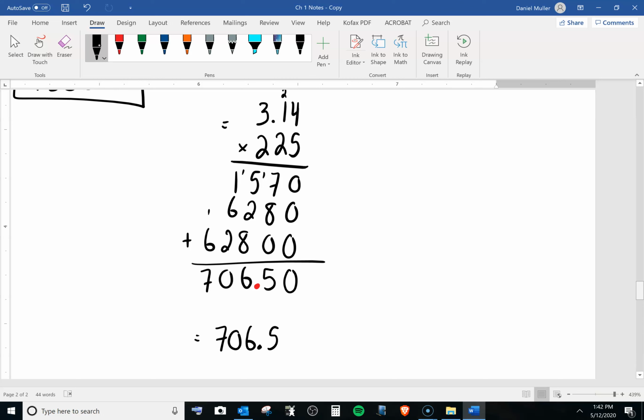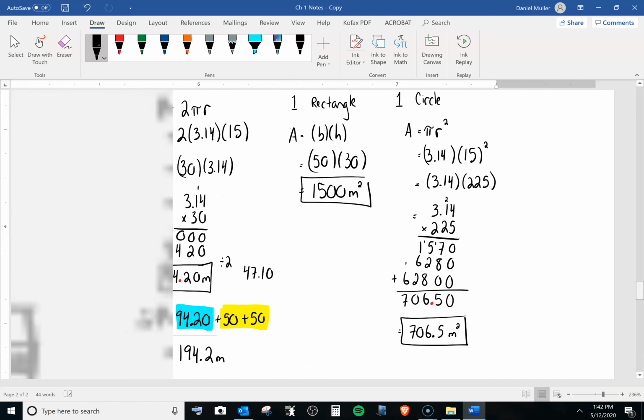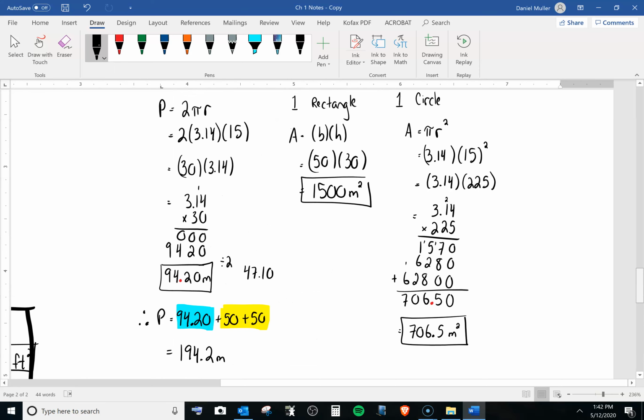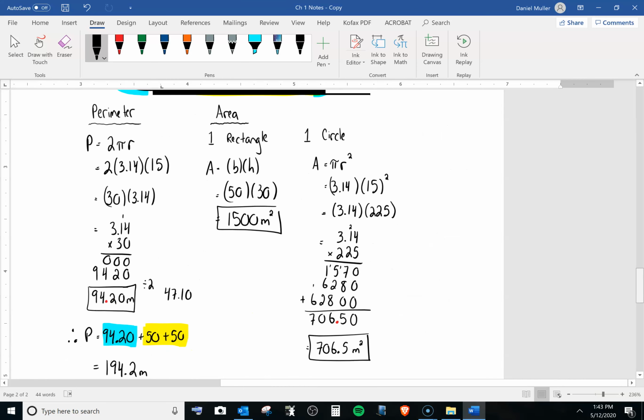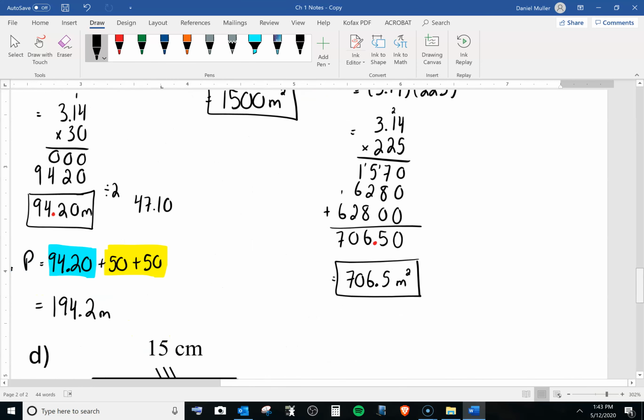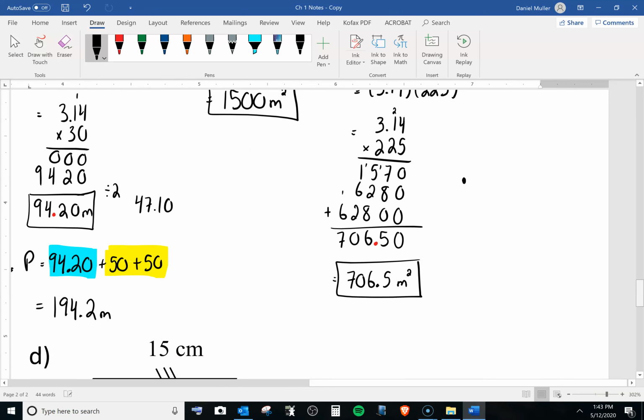So 706.5 meters squared. So I've shown so far the reader that I found the area of the rectangle and I found the area of one full circle. Now we could cut that in half, but then we're going to need to add the 2 halves, so there's really no point. Let's find a therefore. So put a little therefore. Your total area is the 1500 plus the 706.5.